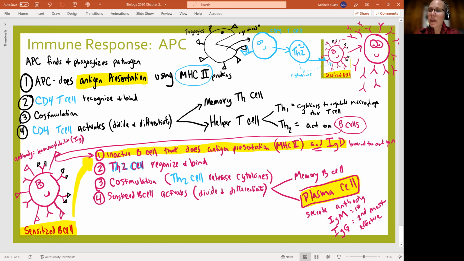And so it's the plasma cell that's really releasing those antibodies in your immune response here. But notice that to get to the plasma cell, you did have to have that helper T cell.